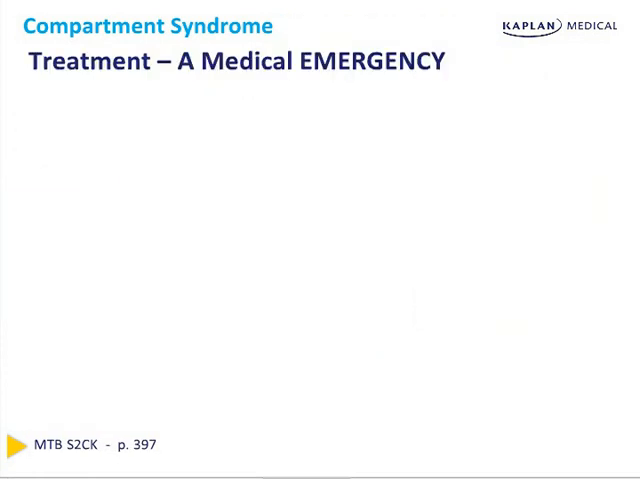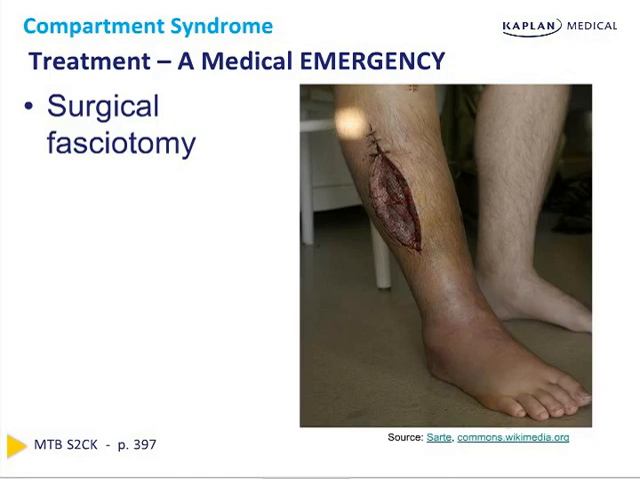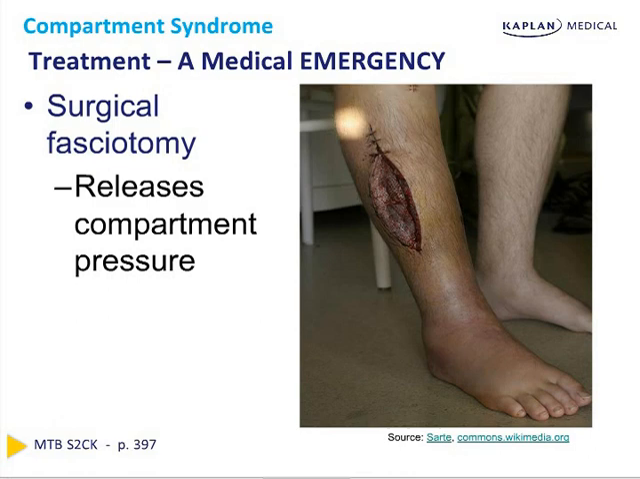Treatment of compartment syndrome requires a surgical technique called a fasciotomy, which can be seen in the image to the right. In this procedure, surgical incisions are made and the fascial sheath is actually transected, which allows the pressure buildup within the compartment to dissipate into the superficial tissue and prevents further damage to the muscles, nerves, or vessels.